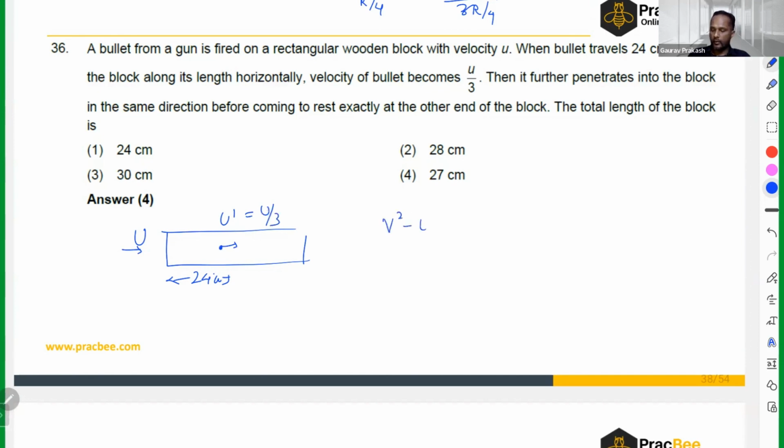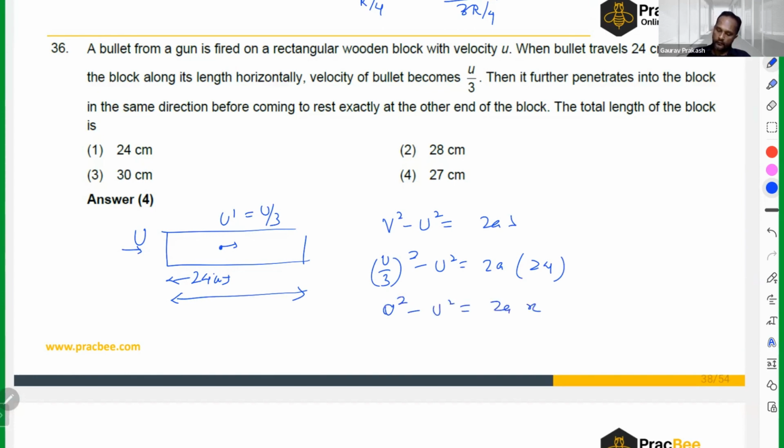So I am using the formula v square minus u square equals 2as. That is (u by 3) whole square minus u square is twice acceleration into 24 centimeter. And similarly for the entire thing, I can write 0 square minus u square is equal to 2ax. If I divide this entire thing, I get u square by 9 minus u square, so basically this is 9 minus 1, that is 8 by 9, and we have 24 by x. So x is 24 into 9 by 8, which is 27 centimeter. So the total length is 27 centimeter.